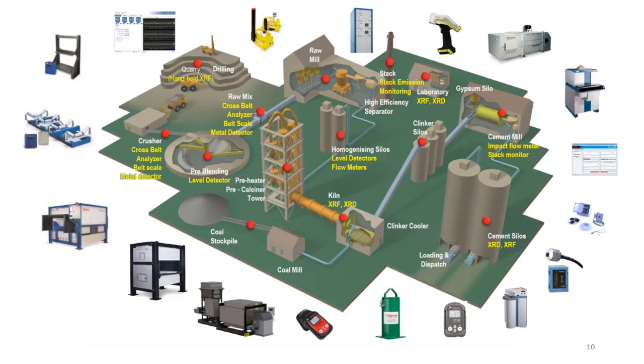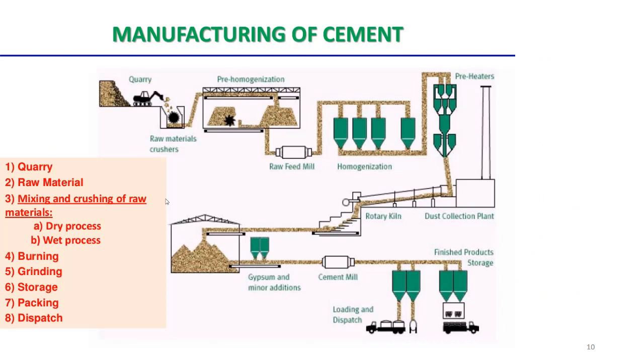In this video, we will learn about the manufacturing scheme of cement, that is, how the cement is manufactured in industries, and what are the schematic flow of the processes involved in manufacturing of cement. This is the flow diagram of the cement manufacturing, starting from the quarry and ending at the dispatch. There are several processes involved in the cement industry.